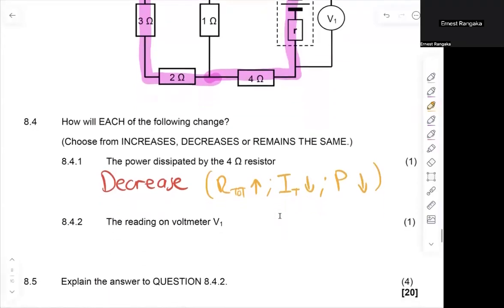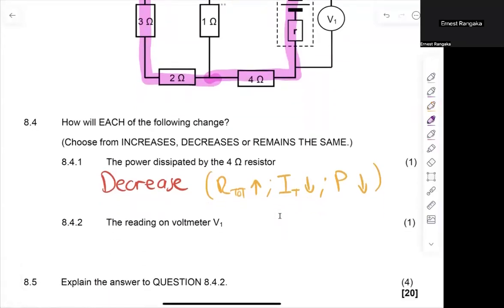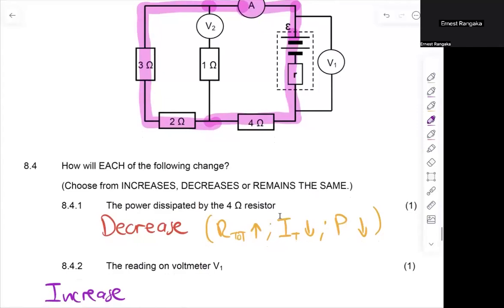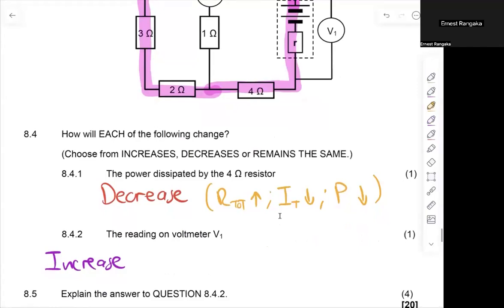Okay, so the correct answer, drum roll please, for 8.4.2 is increase, right? The reading on voltmeter V1 is going to increase. Why does that happen? Let's look at the reasoning. So remember, the same reasoning is going to follow. Let's look at how things began in the beginning.